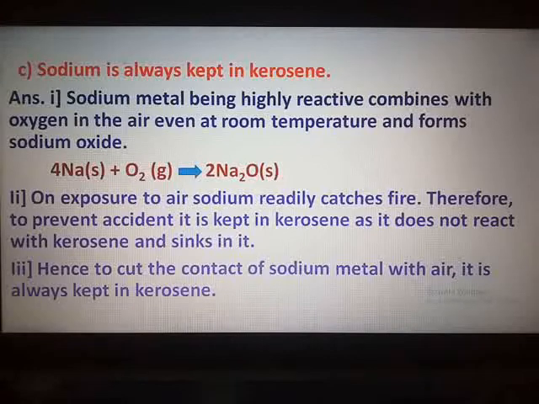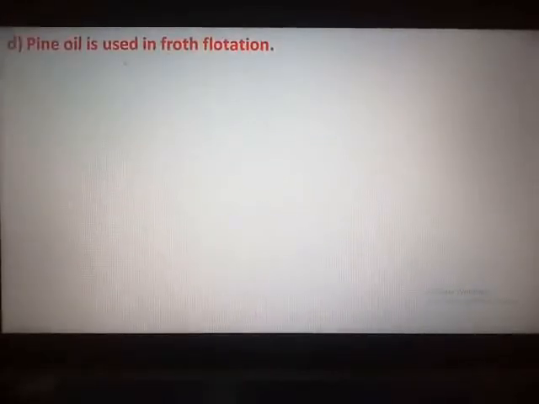Next, question number 5D. Pine oil is used in froth flotation. Page number where you have all the different processes in concentration of ores: page number 101, last paragraph. The answer is quite big. You can reduce the points.